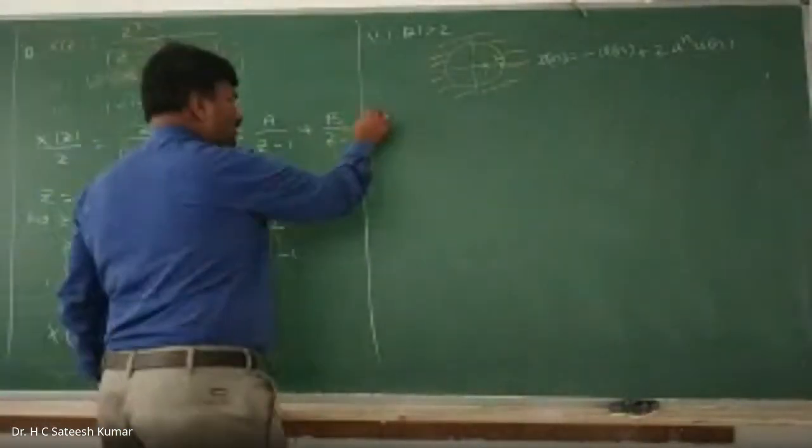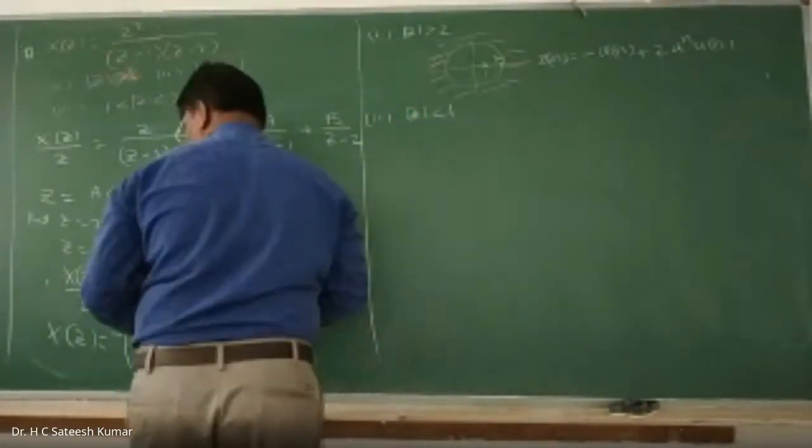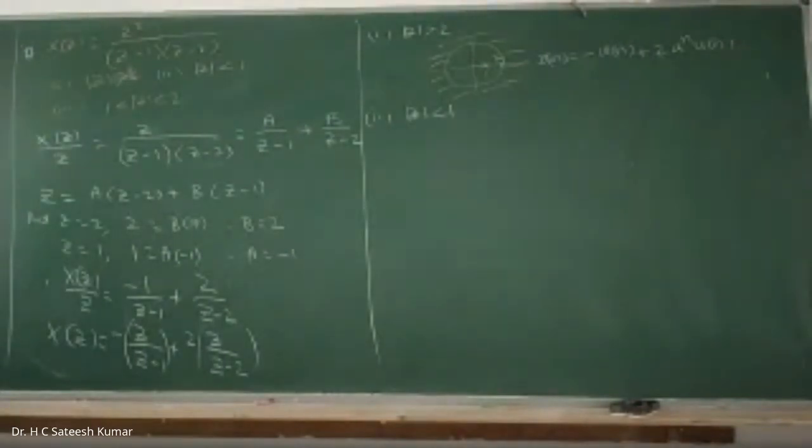Second ROC, I'll take it. Mod Z less than 1. Mod Z less than 1, how will you do it?